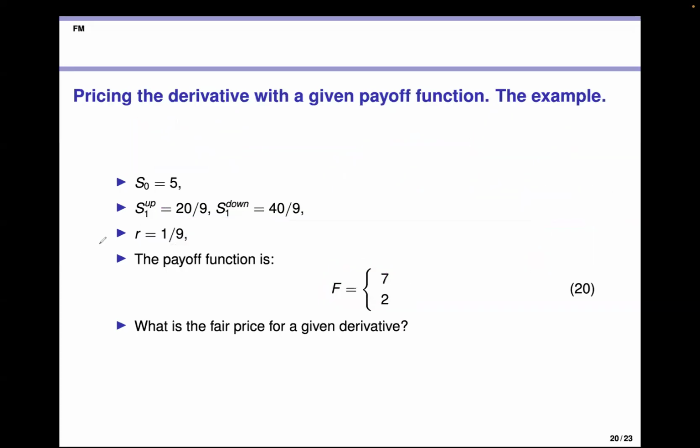And maybe we need to repeat the first approach, the risk neutral approach, for this example. So let's try. So we need to find the risk neutral measure, Q and 1 minus Q, or Q up, Q down.